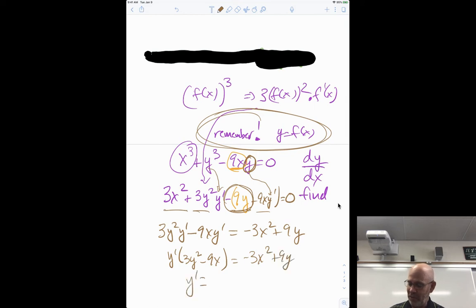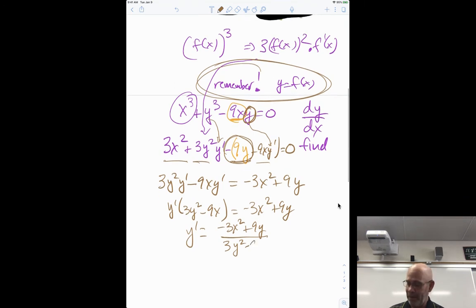Divide, and you get y prime, which is what we're looking for, negative 3x squared plus 9y all over 3y squared minus 9x. That's your dy/dx. Notice there's still y's in the answer. That's going to happen.